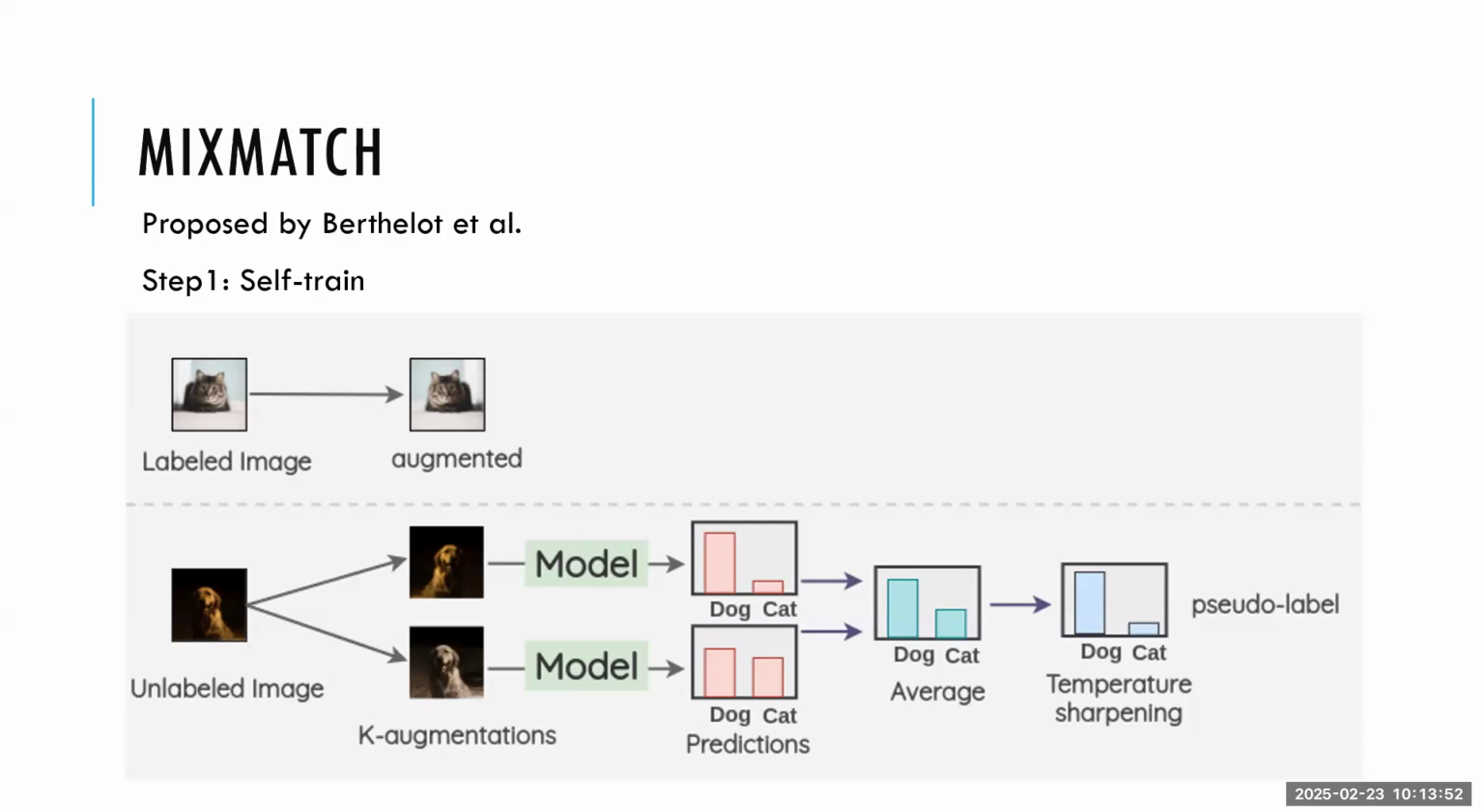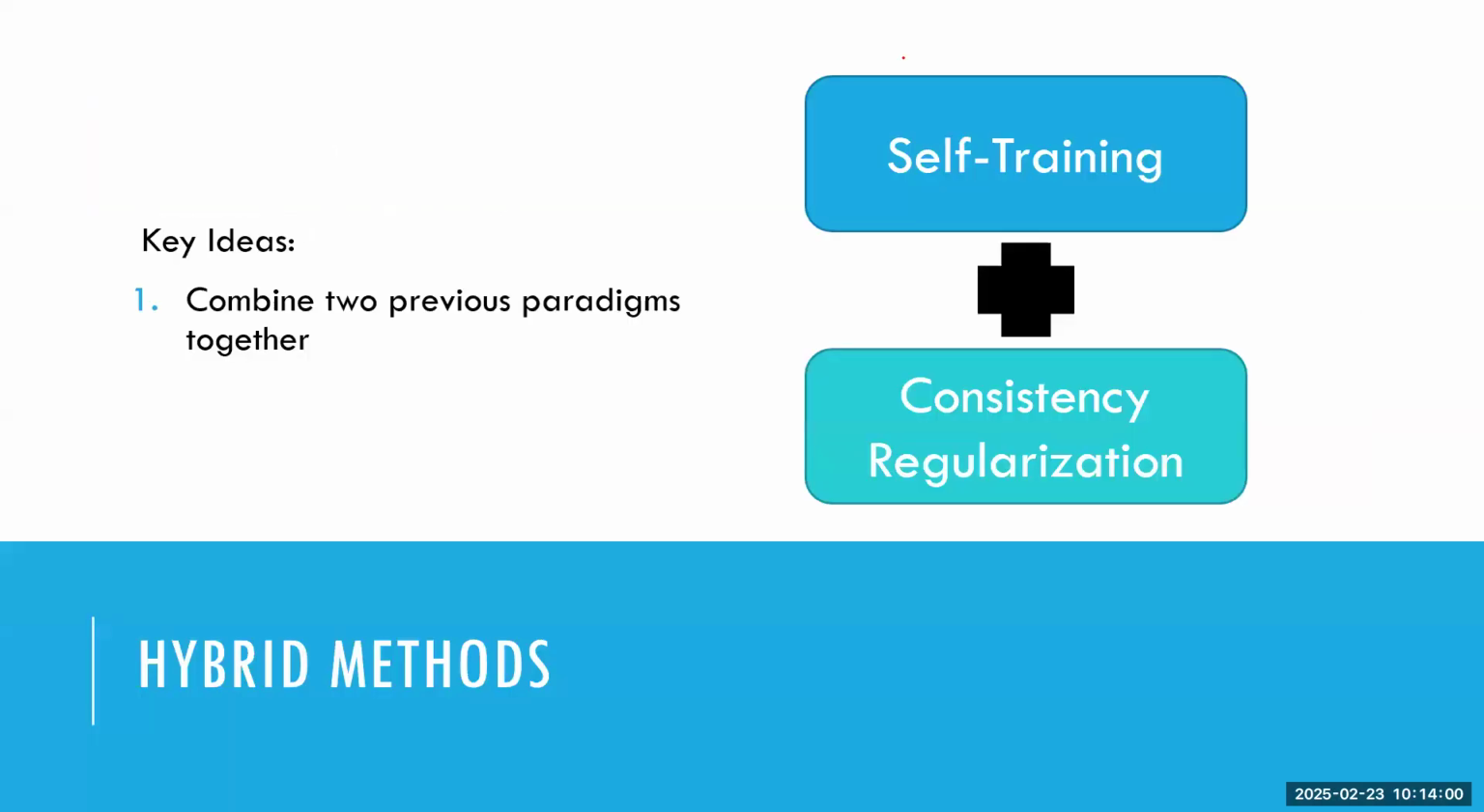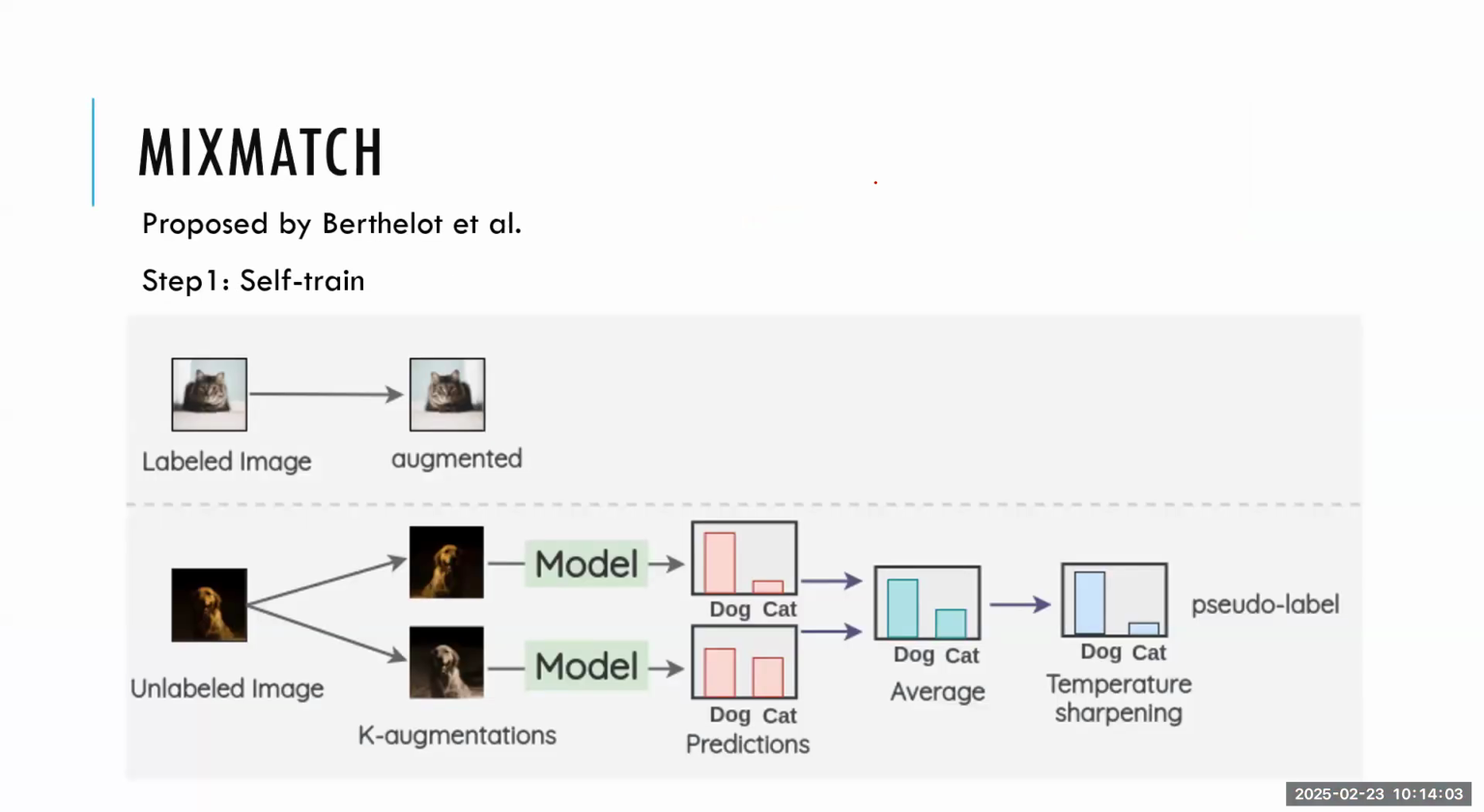And for the steps, you start with self-training. So in the first step, you use the self-training paradigm. What is the self-training paradigm? You train on labeled images and you get a model. You use the model on unlabeled data, and then you get pseudo labels, right? Once you get pseudo labels, now you can move on to step 2.